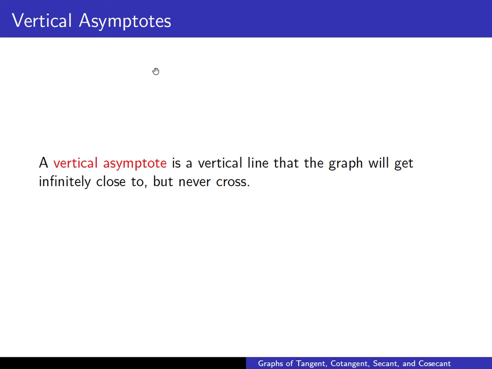And a vertical asymptote is going to be a vertical line that the graph is going to get infinitely close to, but never actually cross or never actually intersect. So it's like that annoying younger sibling that says, I'm not touching you, I'm not touching you. And, you know, the graph is getting really, really close to that vertical asymptote, and it's never actually touching it, but the vertical asymptote has that behavior where it'll get infinitely close, but never actually cross.